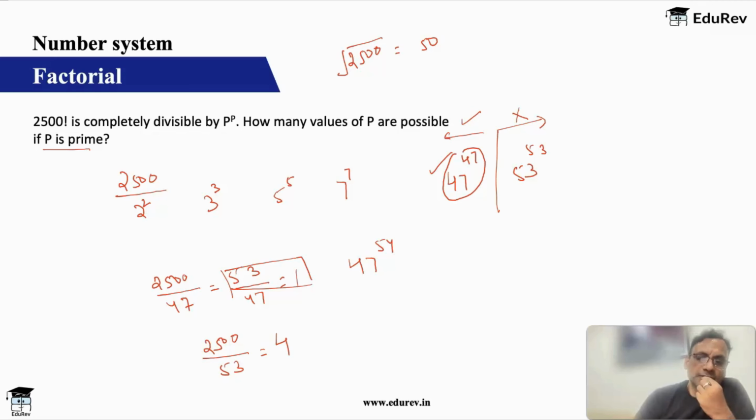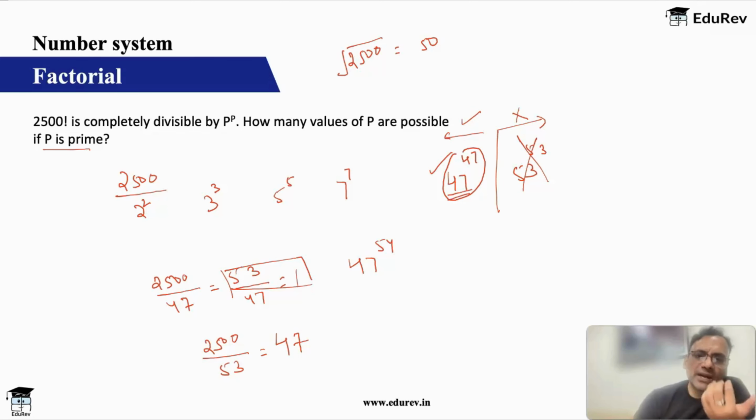And then you'll have 212, so you'll have 38, 380. 380 will give you 7 times. So you don't have 53 to the power 53. So it will be divisible up to 47.